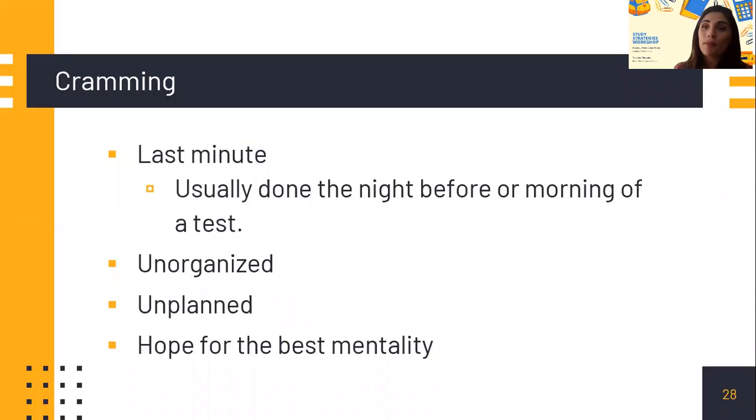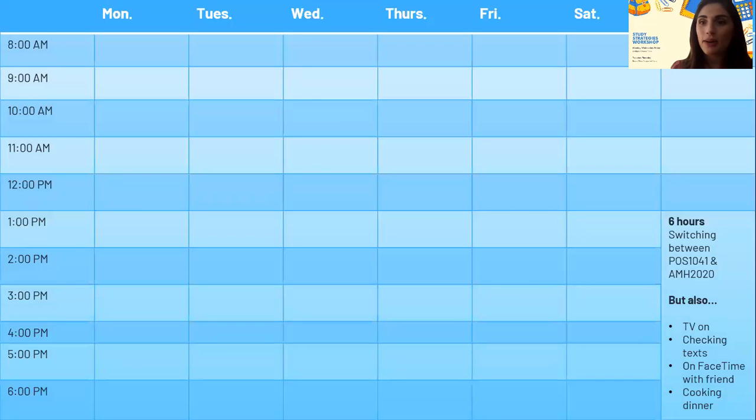We're going to talk more about a study plan in just a little bit. And usually you go into a cramming study session with a hope for the best mentality, meaning that you just sort of review everything and just cross your fingers and hope that you've covered what is actually going to be on the test. And that's what we're trying to avoid here.